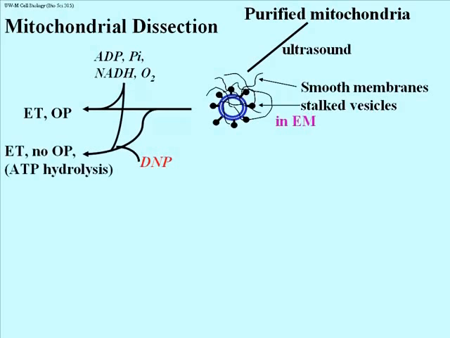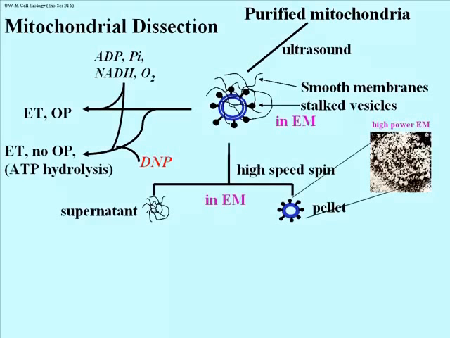Also, just like intact mitochondria, if dinitrophenol were added to the busted-up mitochondria, they would continue electron transport in the presence of DNP, but could not make ATP. Again, the vesicles would hydrolyze ATP. The stalked particles were then isolated by centrifugation and further dissected. An electron micrograph shown at the right shows the particles after this isolation.